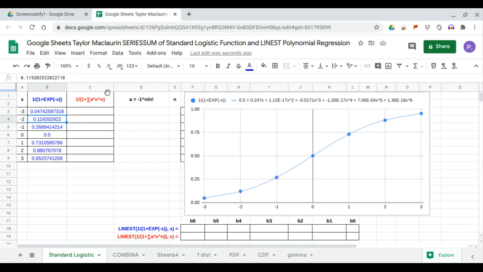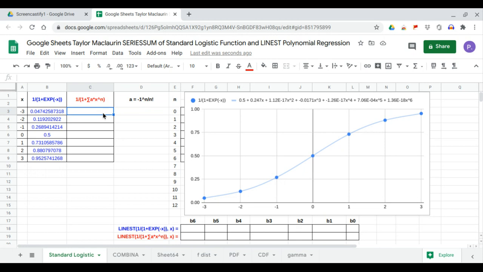Next, we generate the Taylor-Maclaurin series sum. We begin with the summation, which is e to the minus x is equal to the summation of a times x to the power n, where the value of a, the coefficient, is negative 1 to the power n over n factorial, where the values of n will be from 0 to infinity. We try to get to infinity, but we'll just go for 12 maybe. Then that will be the value of our n values.